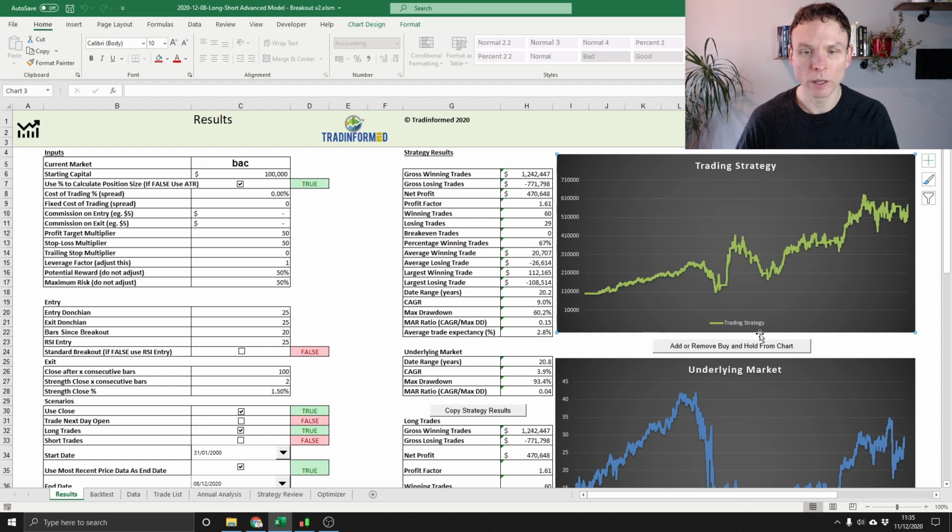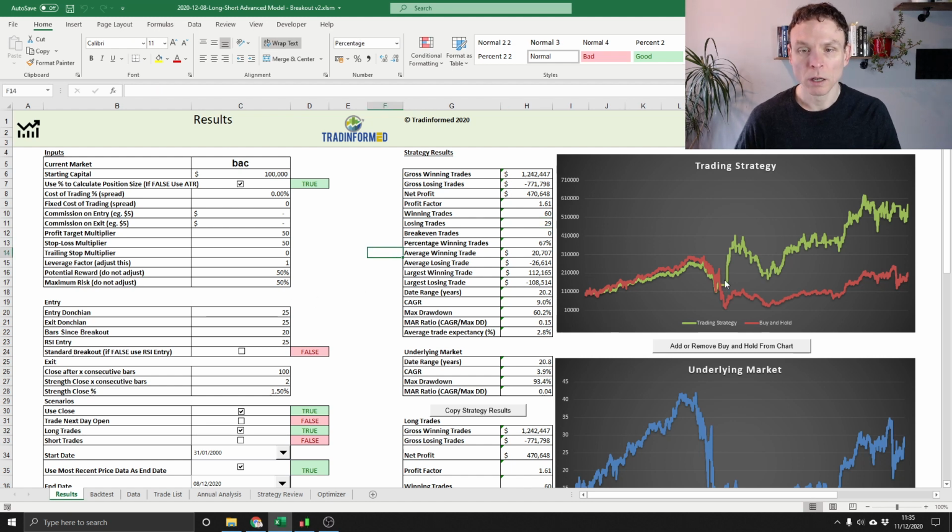We get a different story. I put buy and hold on. You can see it's going in a different direction. So just by using the RSI retracement, we are tending to get a better result.